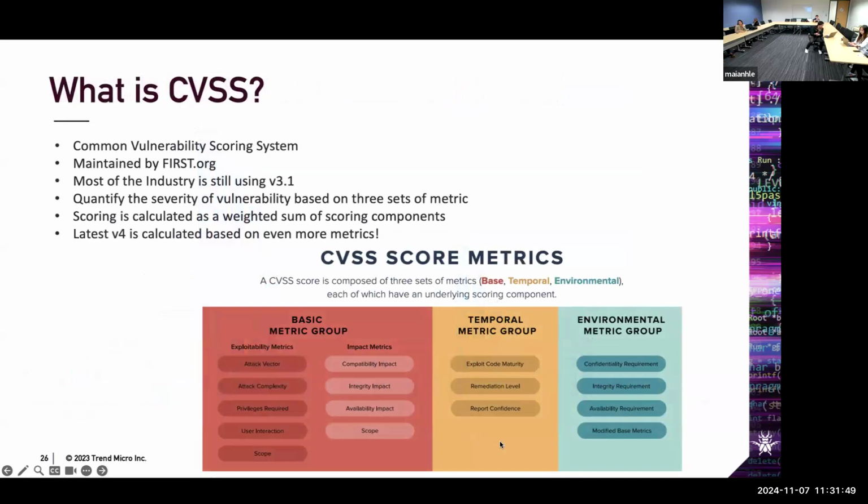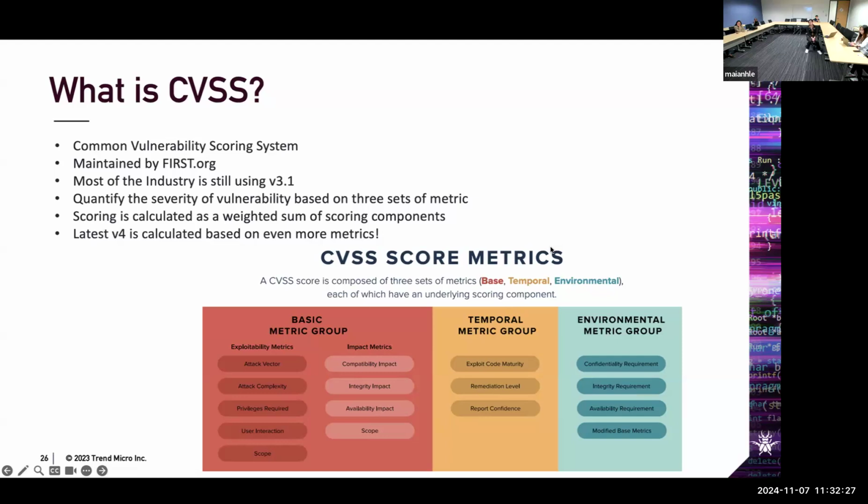And this is maintained by FIRST.org. The industry is still using version 3.1, but version 4 is actually released, and it has a lot more metrics. So what the industry tries to do is, if you've got a CVSS 9 bug, we should patch that very, very soon compared to a CVSS 1 bug. So it's about prioritizing patches and vulnerabilities that you want to care about.